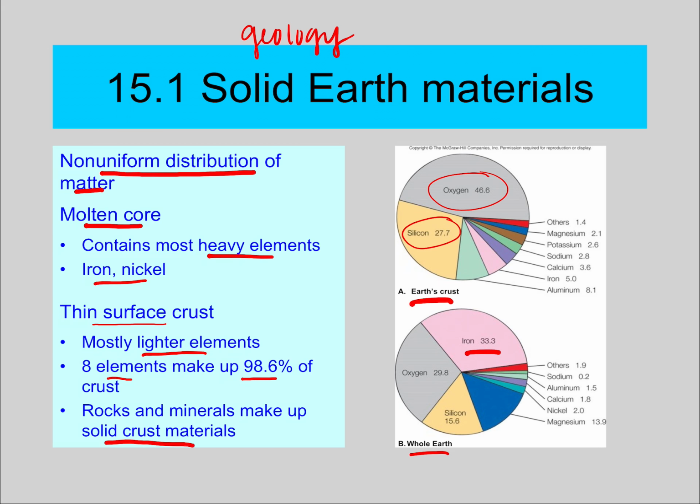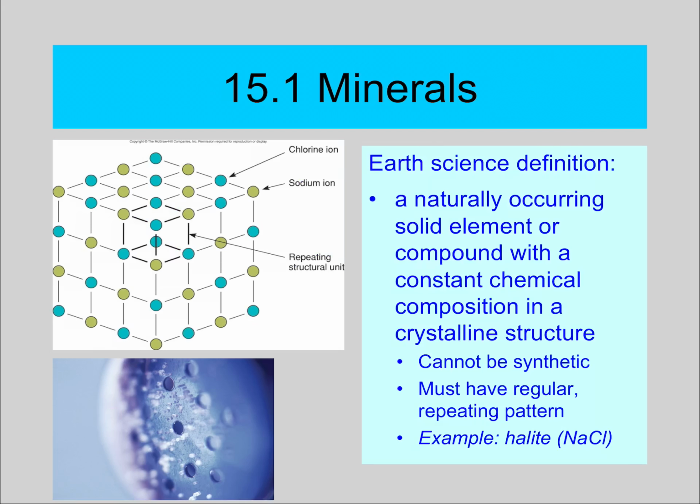Now, the crust of Earth is made up of rocks and minerals, which we're going to see how those are different in this chapter. So minerals, the Earth science definition is it's naturally occurring, meaning it's not made in a lab, not made by man. It's a solid material, either an element or compound with a constant chemical composition that's found in a crystalline structure. So we see here, this is very uniformly distributed, kind of like putting Legos together. Cannot be synthetic, and it must have a regular repeating pattern. And so the example we see here is NaCl, which is called halite.